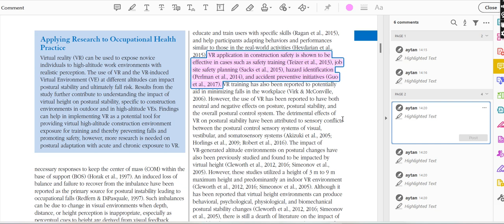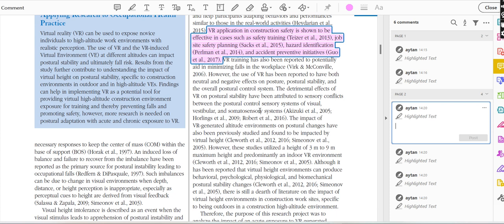However, the use of VR has been reported to have both neutral and negative effects on posture, postural stability, and the overall postural control system. The detrimental effects of VR on postural stability have been attributed to sensory conflicts between the postural control sensory systems of visual, vestibular, and somatosensory systems.